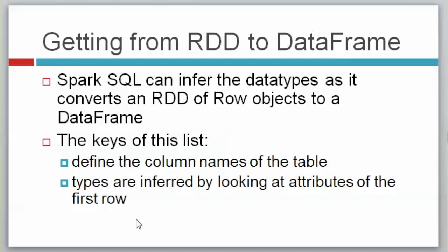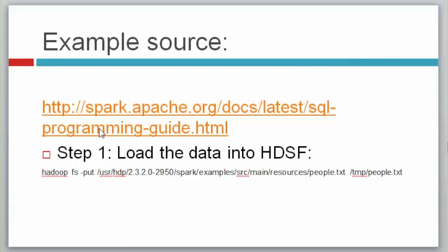One interesting aspect of converting an RDD to a data frame is that SQL can infer the data types as it converts an RDD row of objects to a data frame. The keys in the list will define the column names of the table, and types are inferred by looking at the attributes of the first row. So let's get started. The example we'll walk through here is from the SQL programming guide, again at spark.apache.org.